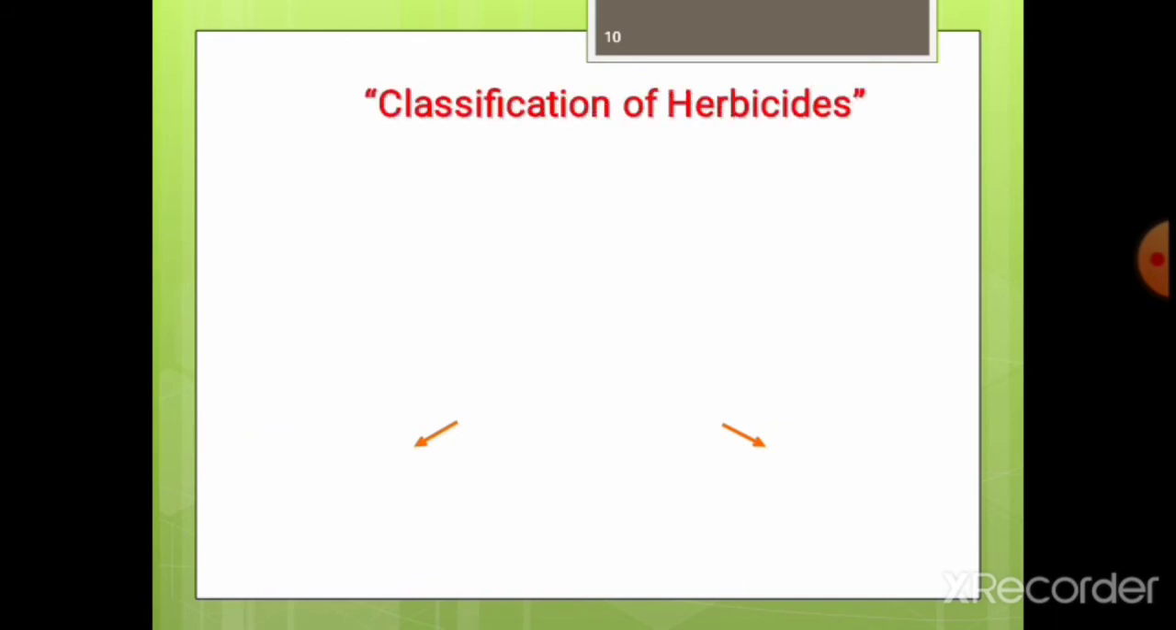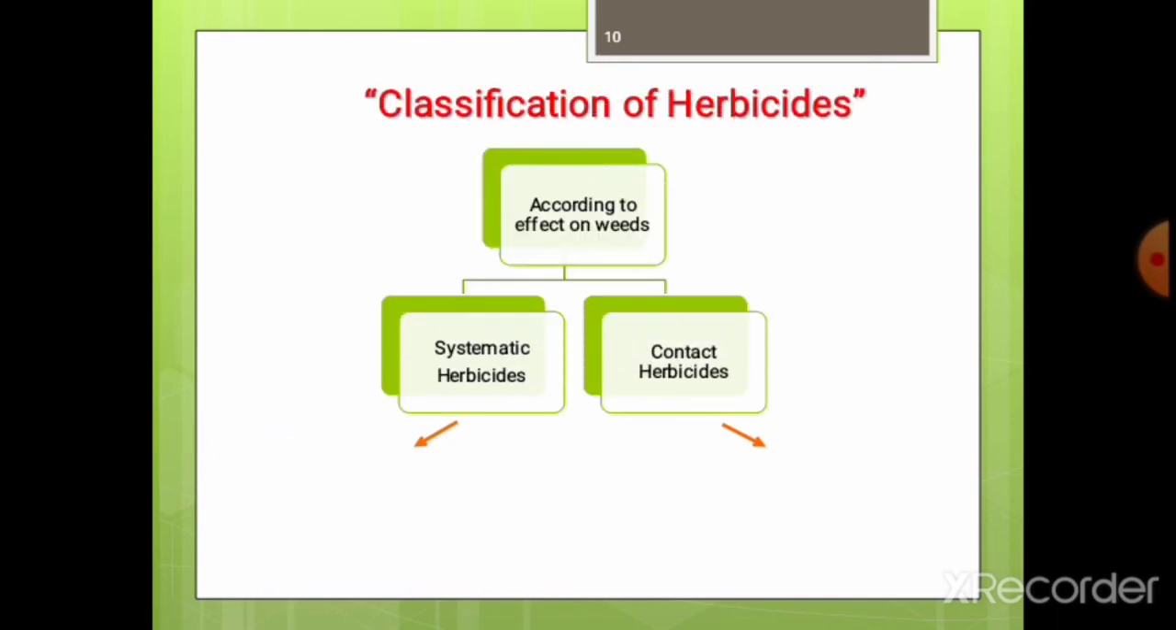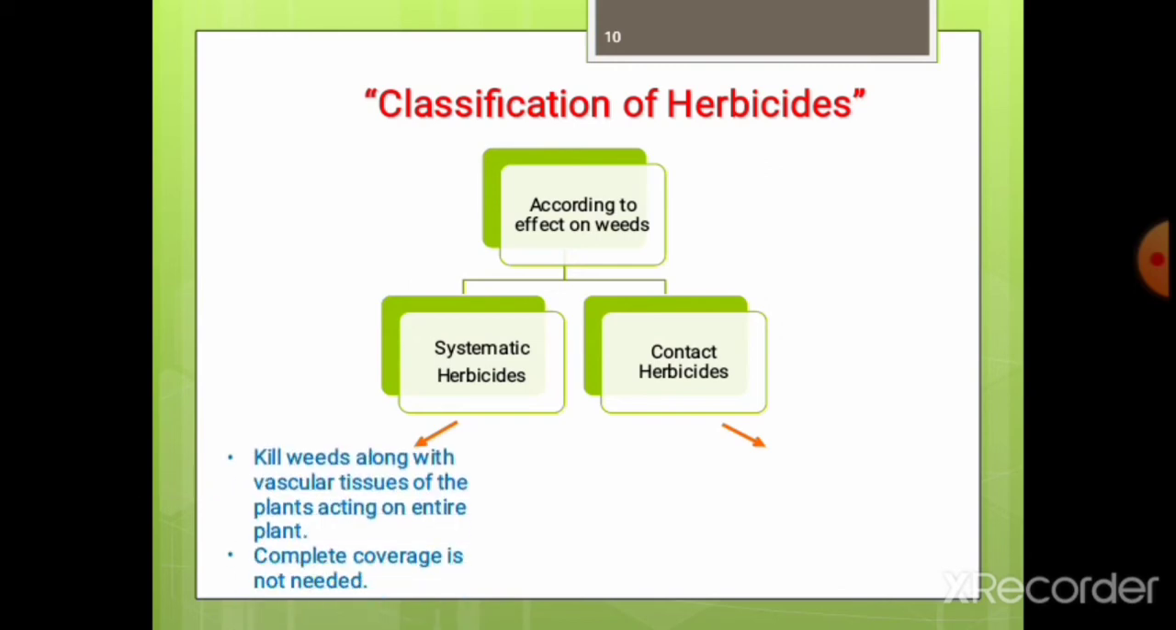Then the second type of classification is according to their effect on weeds, that is, according to their effect on herbs. And these are again of two types: systematic herbicide and contact herbicide. These systematic herbicides kill the weeds along with vascular tissues. What is meant by vascular tissues?